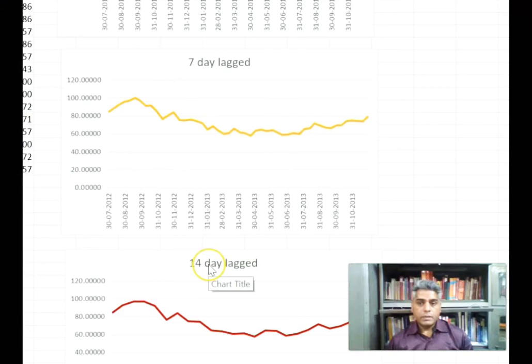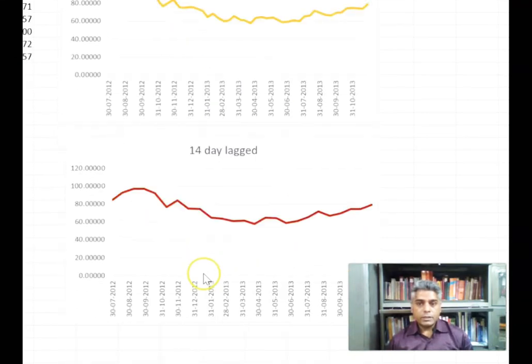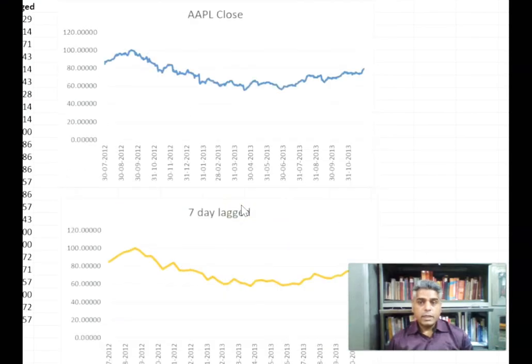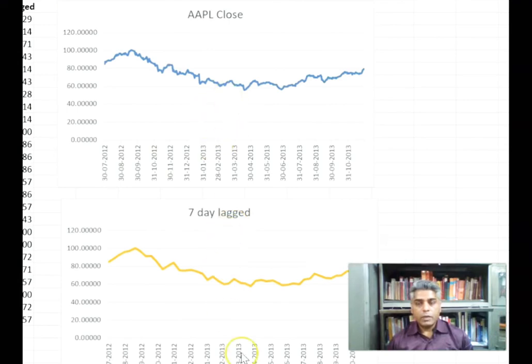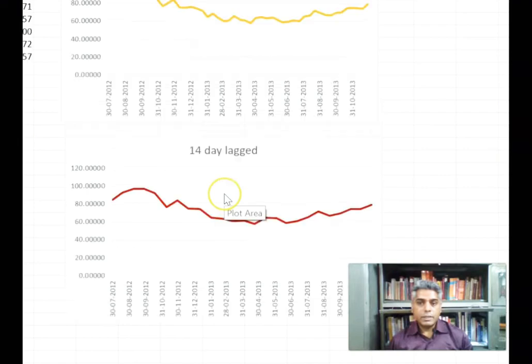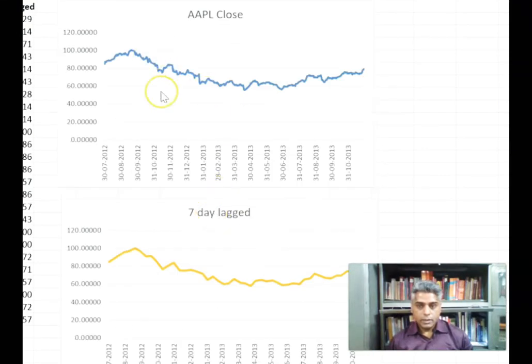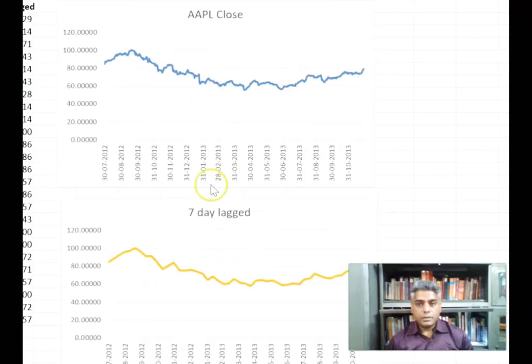Or conversely, we can say if we compare the similarity between the 7-day lag series and the 14-day lag series, which is the next lag series, the similarity is greater than what is there between the 0 lag series and the 14-day lag series. So what this means is that as the lags increase, the similarity between the original series and the subsequent lagged series decreases.